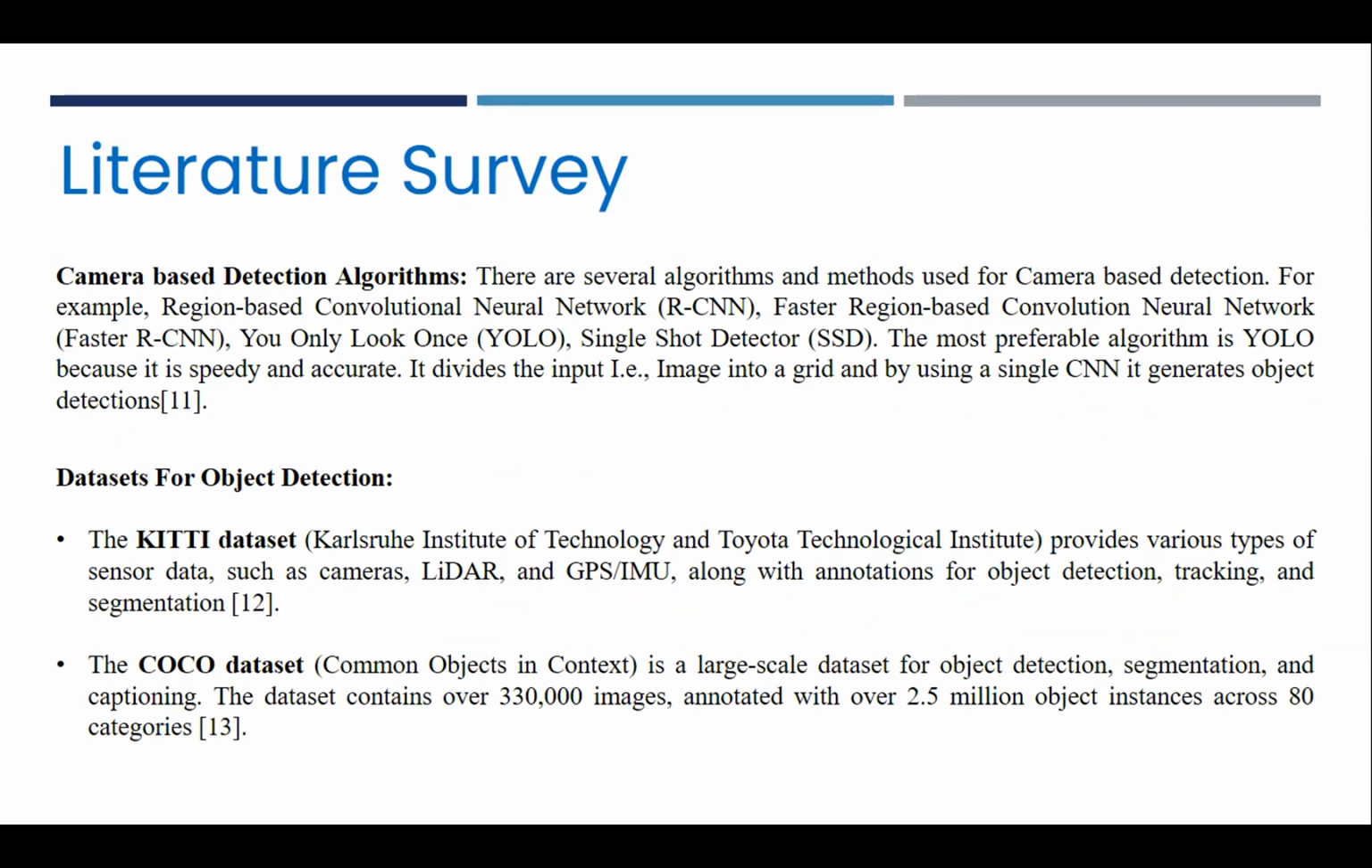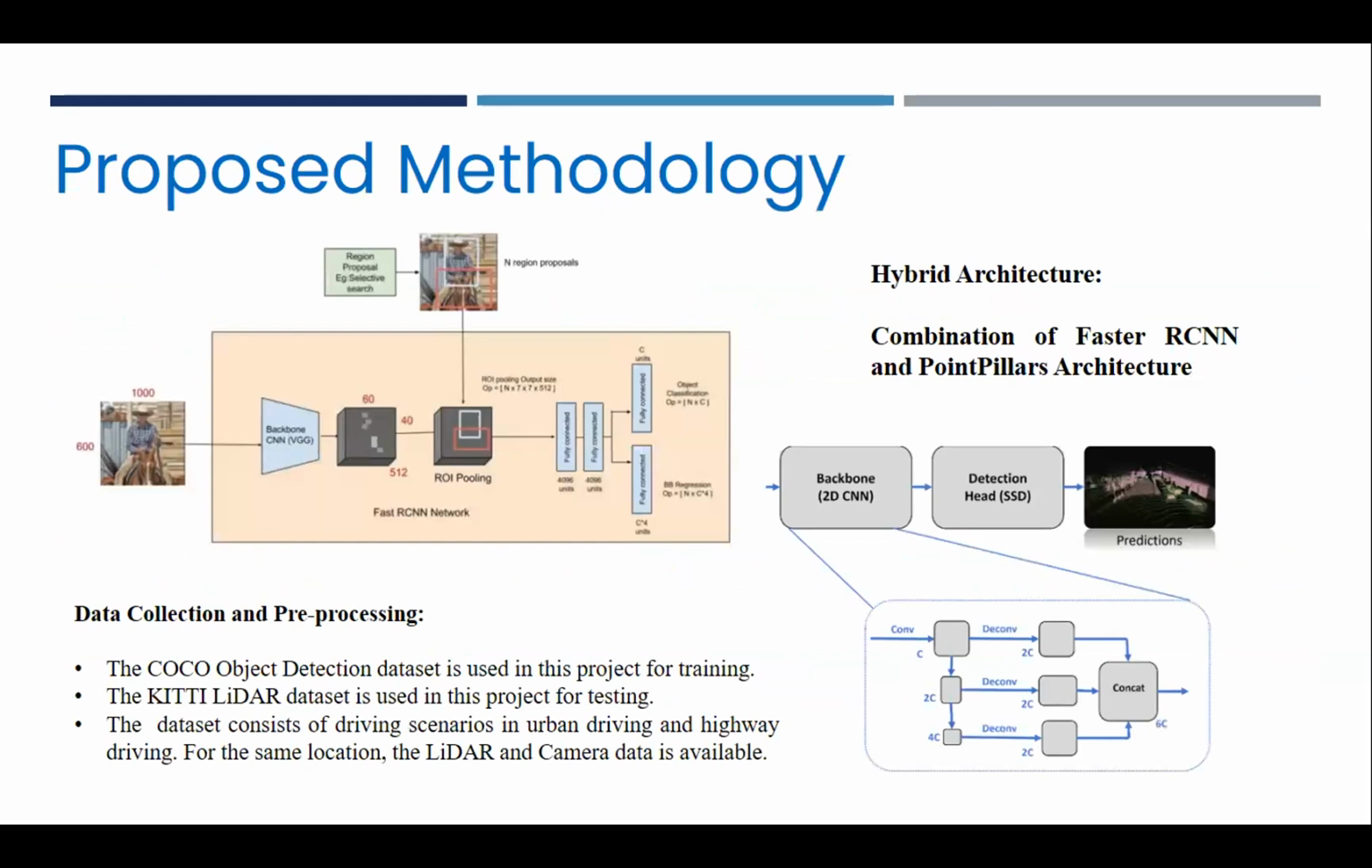Now talking about the datasets. We are using the KITTI dataset, which is officially provided by the Toyota Technological Institute, and this is a very huge dataset. The KITTI dataset will be used for the testing of the final model. Now coming towards the COCO dataset. The COCO dataset is used for training on the objects and generating an AI model, like the hybrid model which we were discussing.